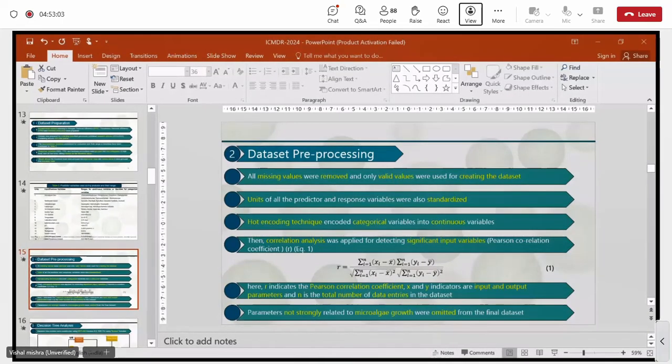Parameters not strongly related to macroalgae growth were omitted. That means we also studied the conclusion part of the manuscripts, and we identified those parameters which are not directly related to macroalgae growth. They were omitted from the final data set, just to ease the problem and to remove the complexity.